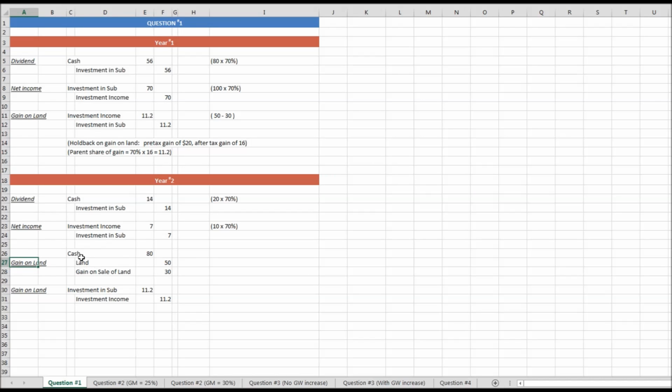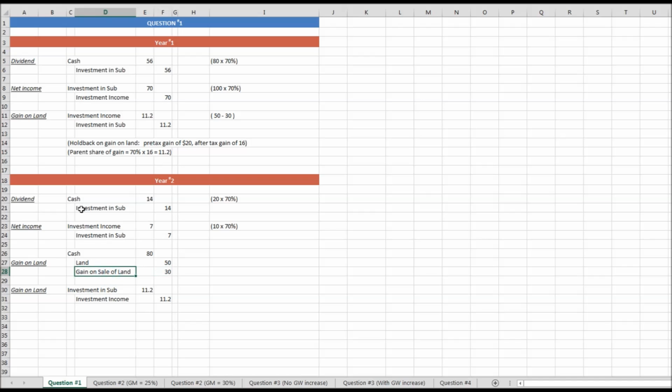So in year 2, the parent has now sold the land outside of the company. So they could actually record this gain, but first they're going to record it as follows on their books right here. So they just record that cash here. They sold it for $80. They credit the land because they no longer have it, and that's $50. And then they record the corresponding gain right here.